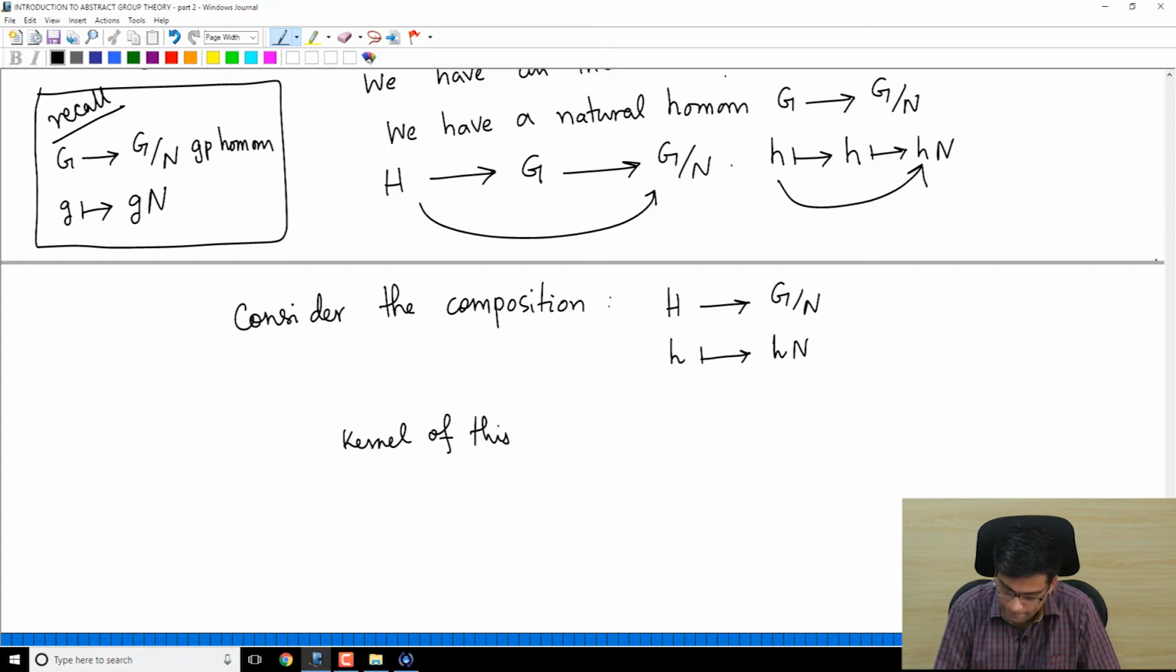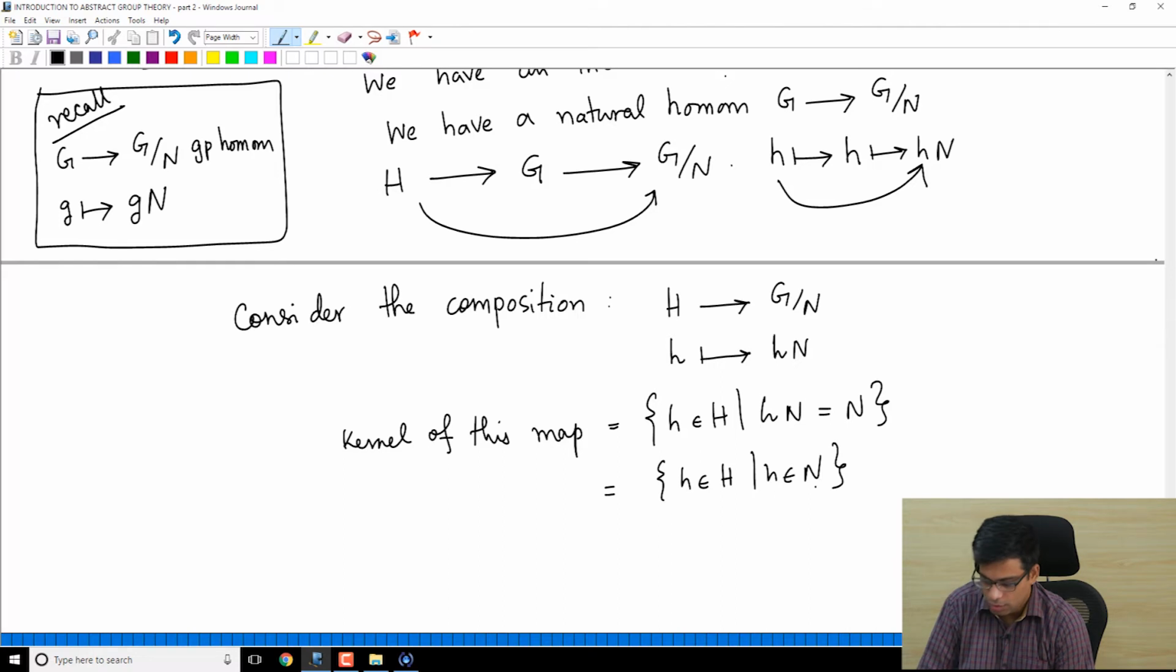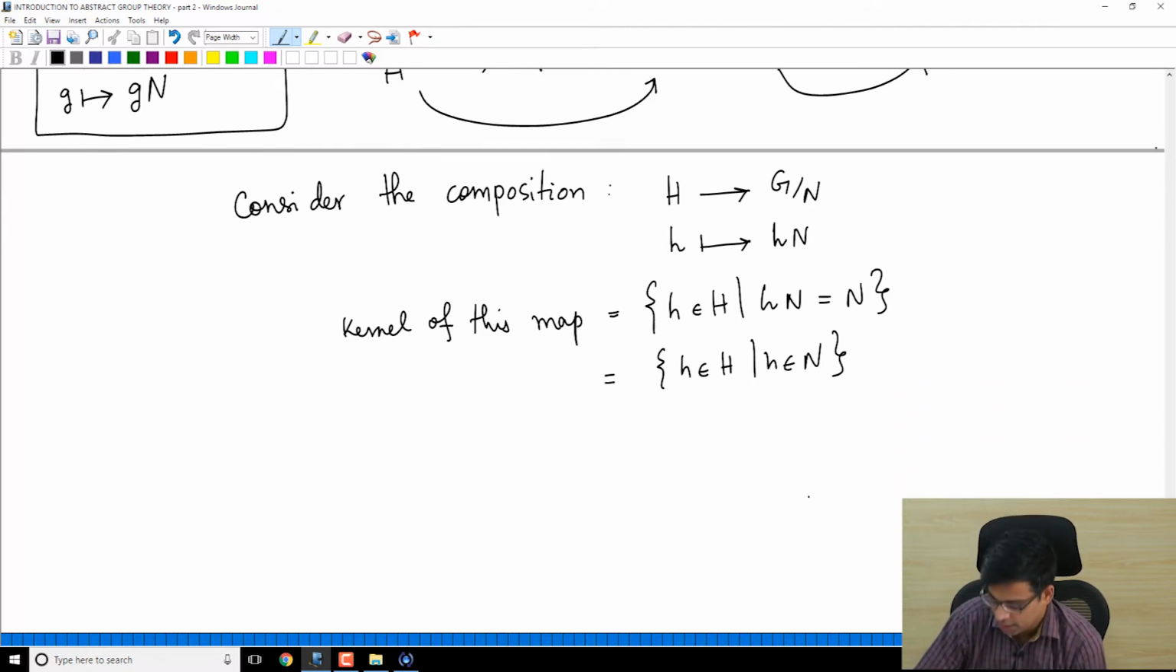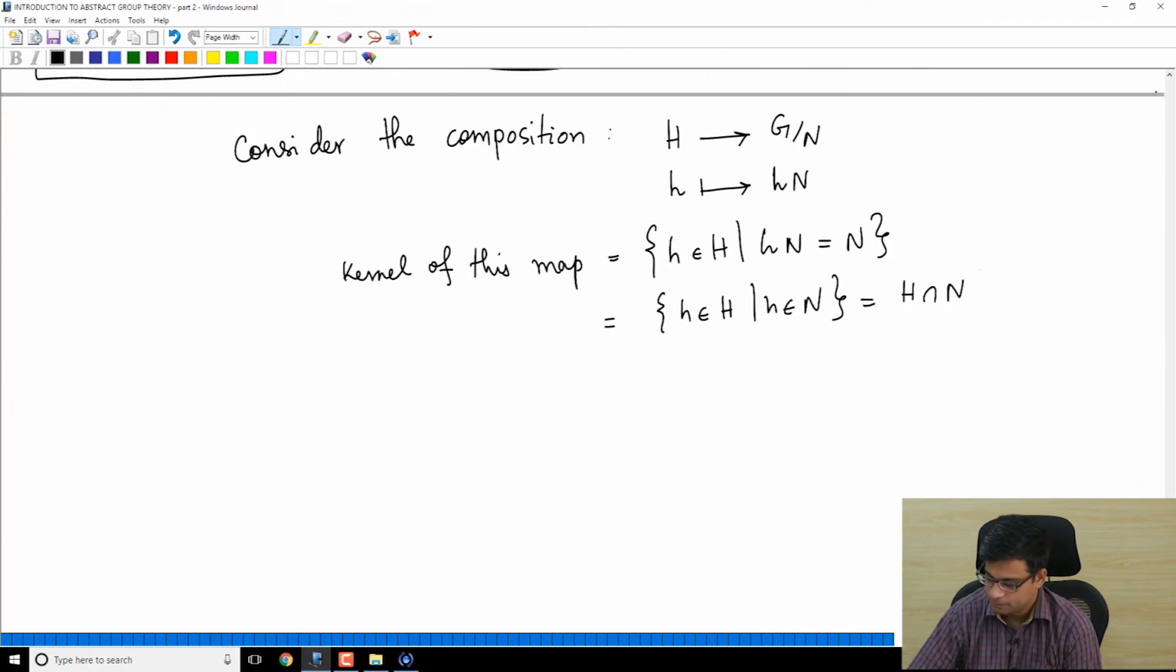The kernel of this map is the set of h in H such that Hn equals n. Remember, n is the identity element of G mod n, the identity coset. But as before, this is an h in H. In the second isomorphism theorem also this came up. So it's in H, but it's also in n. This of course is H intersection n, but in the new hypothesis, remember, n is also a subgroup of H. So this is just n. So the kernel of this map is n.